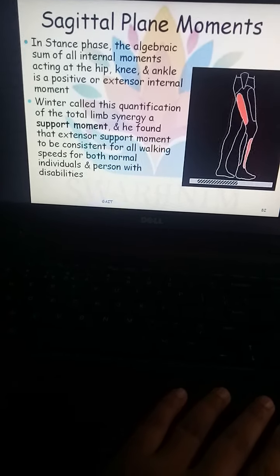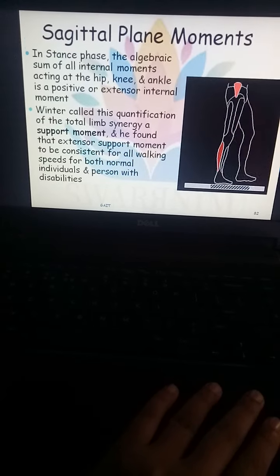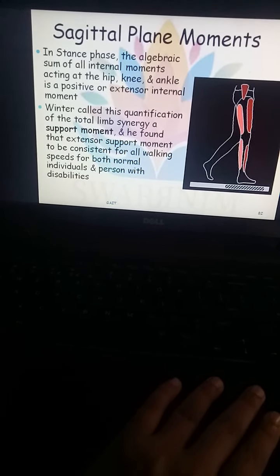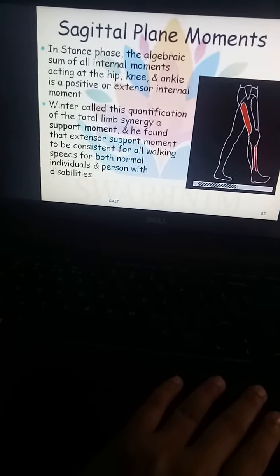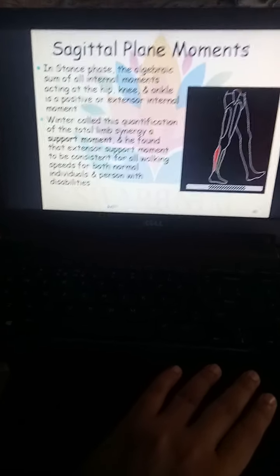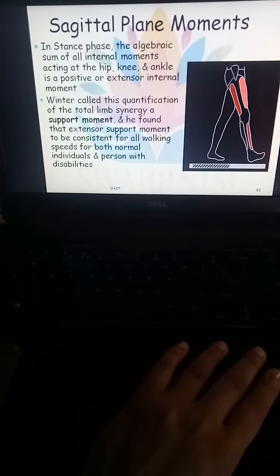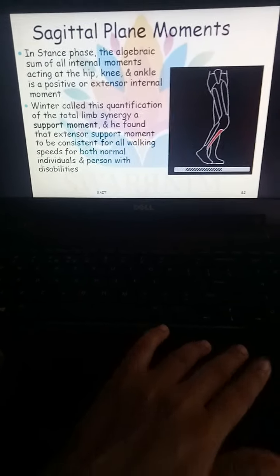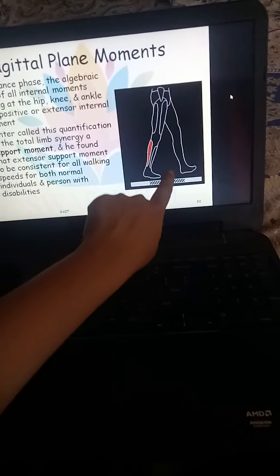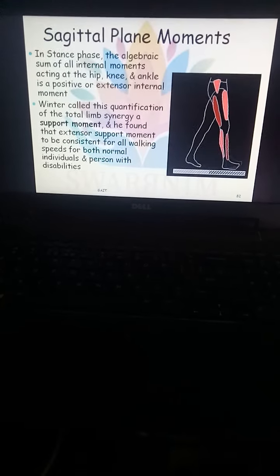In stance phase, the algebraic sum of all internal moments acting at the hip, knee and ankle is the positive or extensor internal moment. So the sagittal plane moment tells us what moments occur at the hip, knee and ankle joint, which is the positive or extensor internal moment.